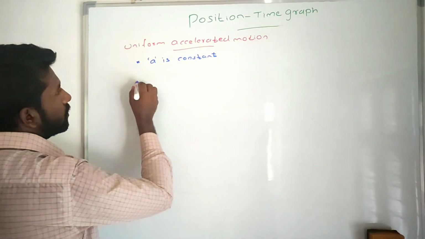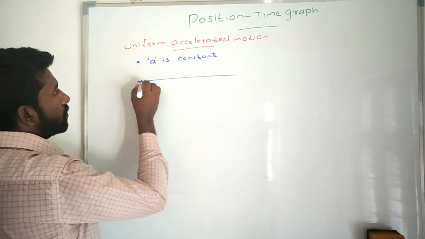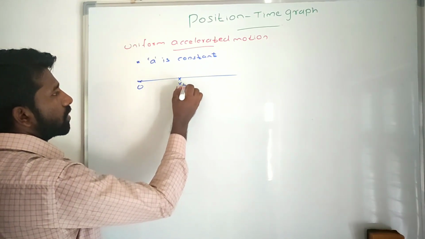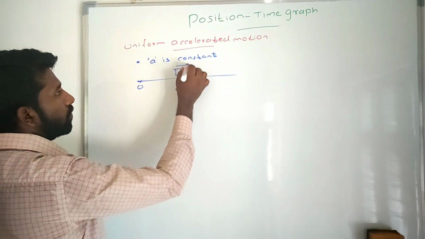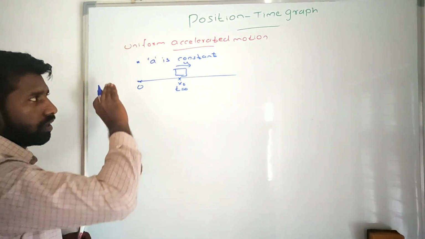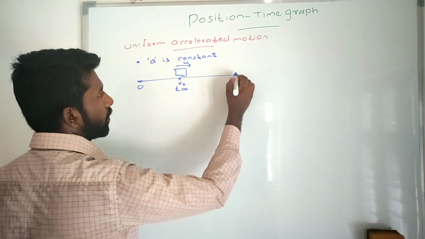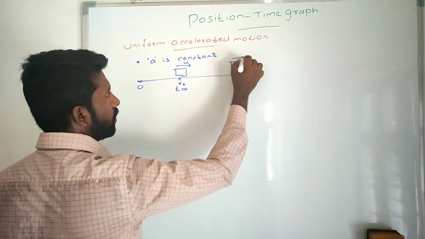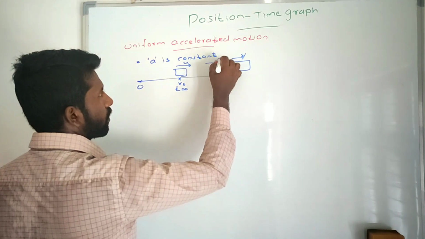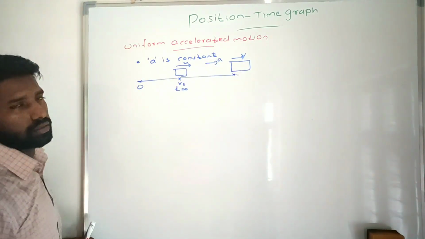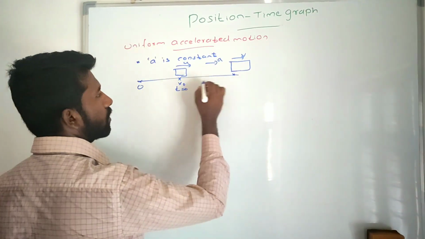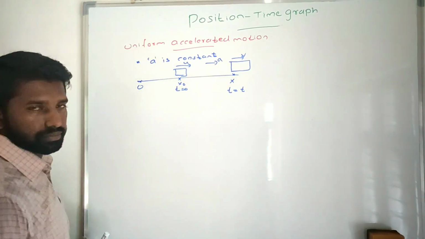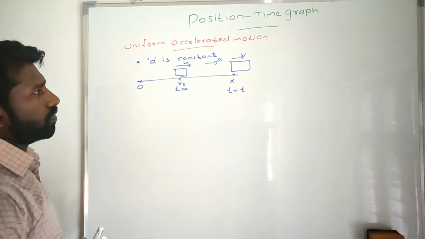This is the origin. At t equal to 0, the position is x0, and the body is here with an initial velocity u. It gets an acceleration, so what happens? The body's velocity changes to v. But in the entire motion, the acceleration is constant, and the position now becomes x, and the time is t.